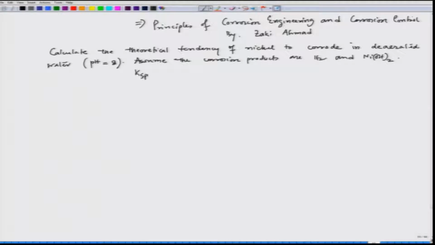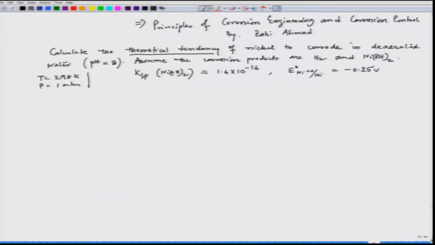Data given: Ksp for Ni(OH)2 equal to 1.6 times 10 to the power minus 16, E0 Ni2+/Ni equal to minus 0.25 volt. Temperature of course is 298 Kelvin, pressure equal to 1 atmosphere. So, now it is saying theoretical tendency.